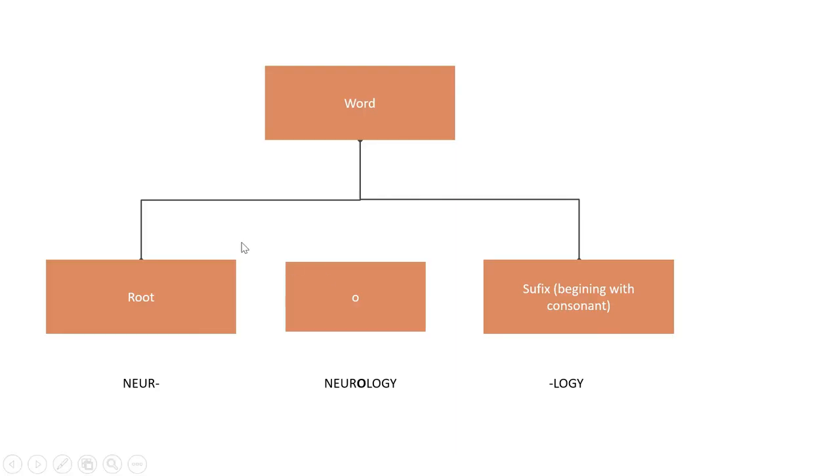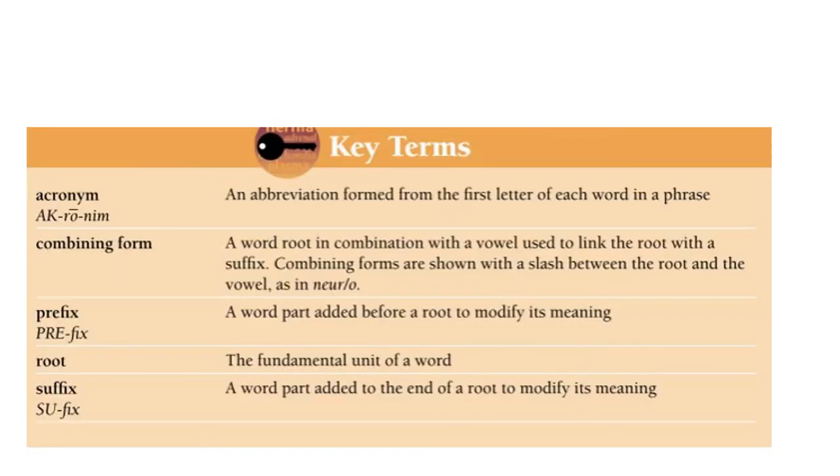In fact, the combining vowel is just the O, and the combining form is the root plus the combining vowel. That's the combining form. So a combining form is a word root in combination with the vowel used to link the root with a suffix. For example, neuro. The prefix is a word part that's added before a root to modify its meaning. The root word is the central and fundamental unit of the word, and the suffix is a word part added at the end to modify its meaning.